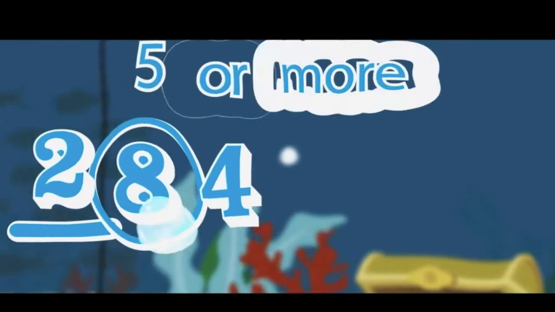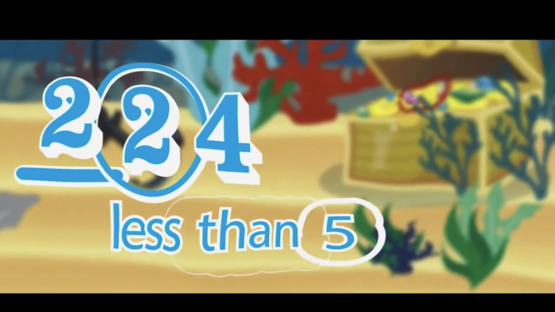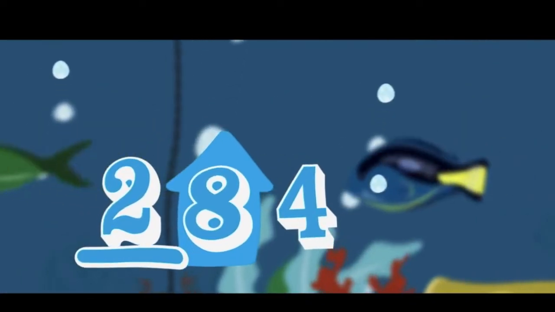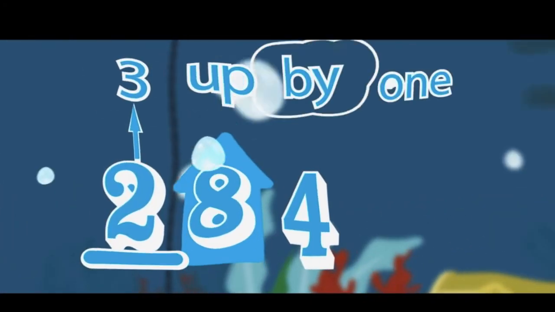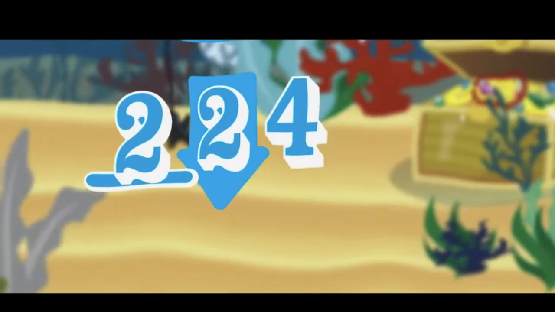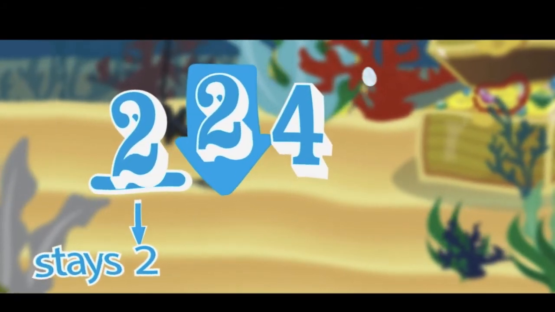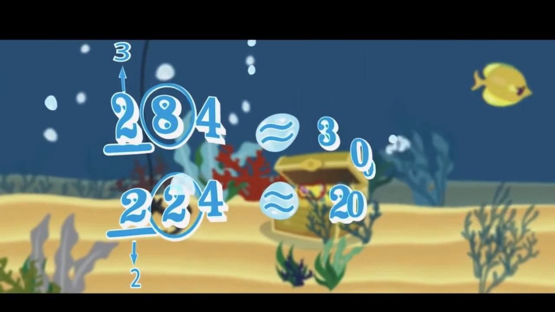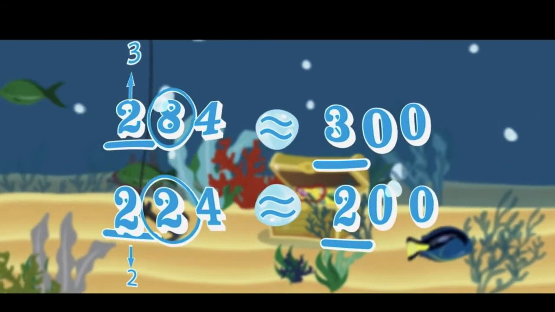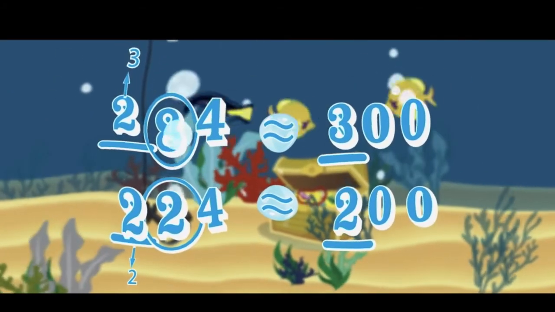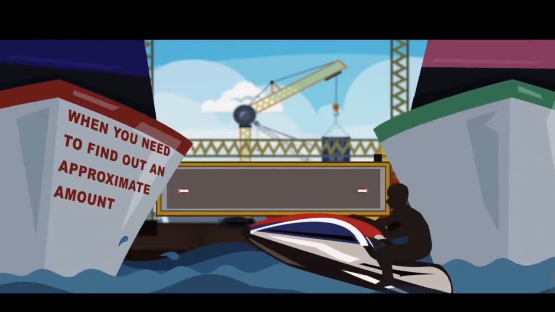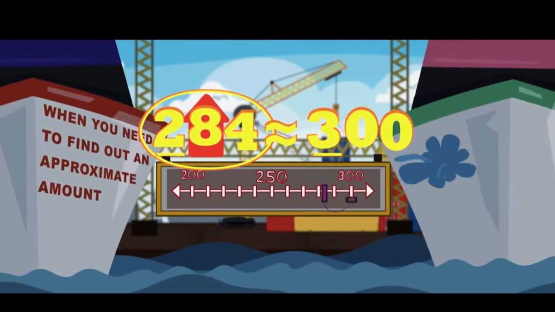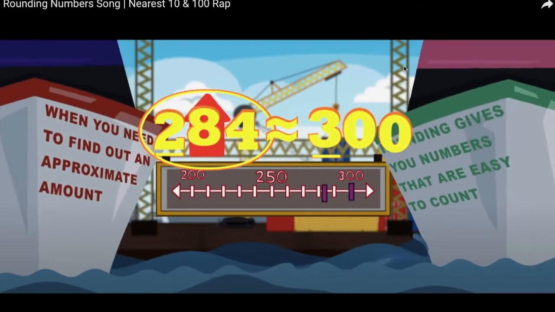If the digit's 5 or more, then you round up. If the digit's less than 5, then you round down. That's how the rounded number was found. When rounding up, the rounding place goes up by 1. When rounding down, it stays where it had begun. The numbers to the right of the rounded digit get changed to zeros. When you need to find out an approximate amount, rounding gives you numbers that are easy to count.